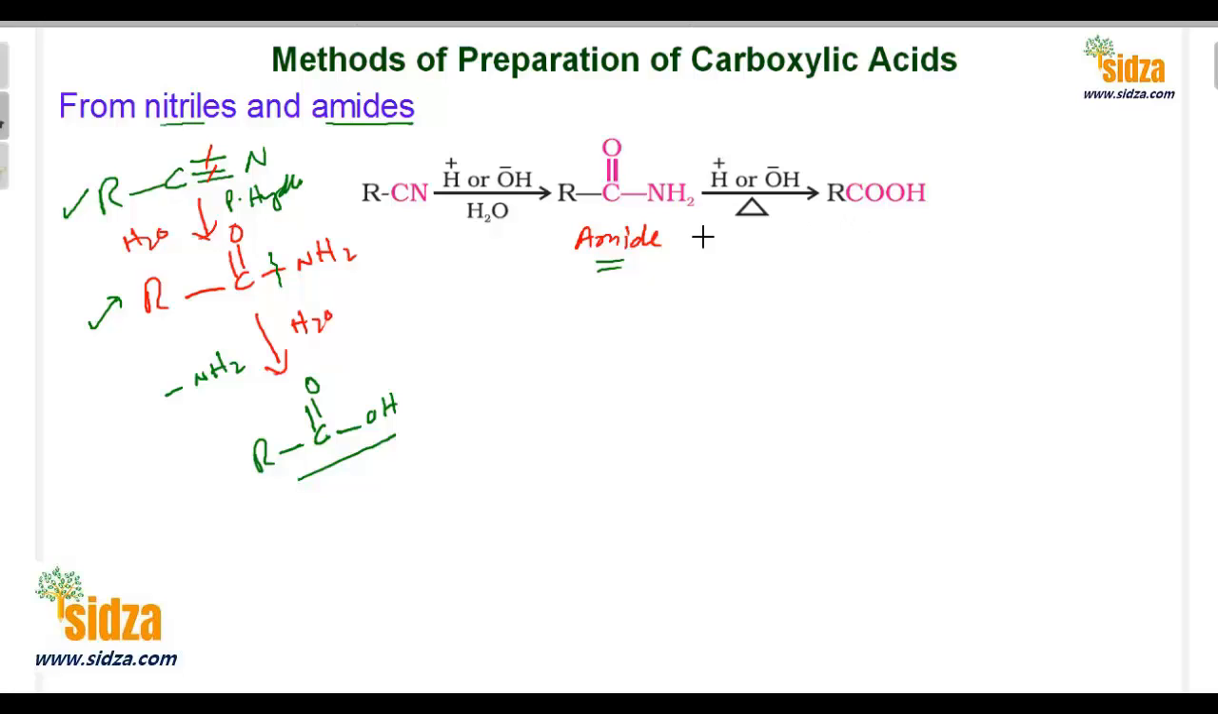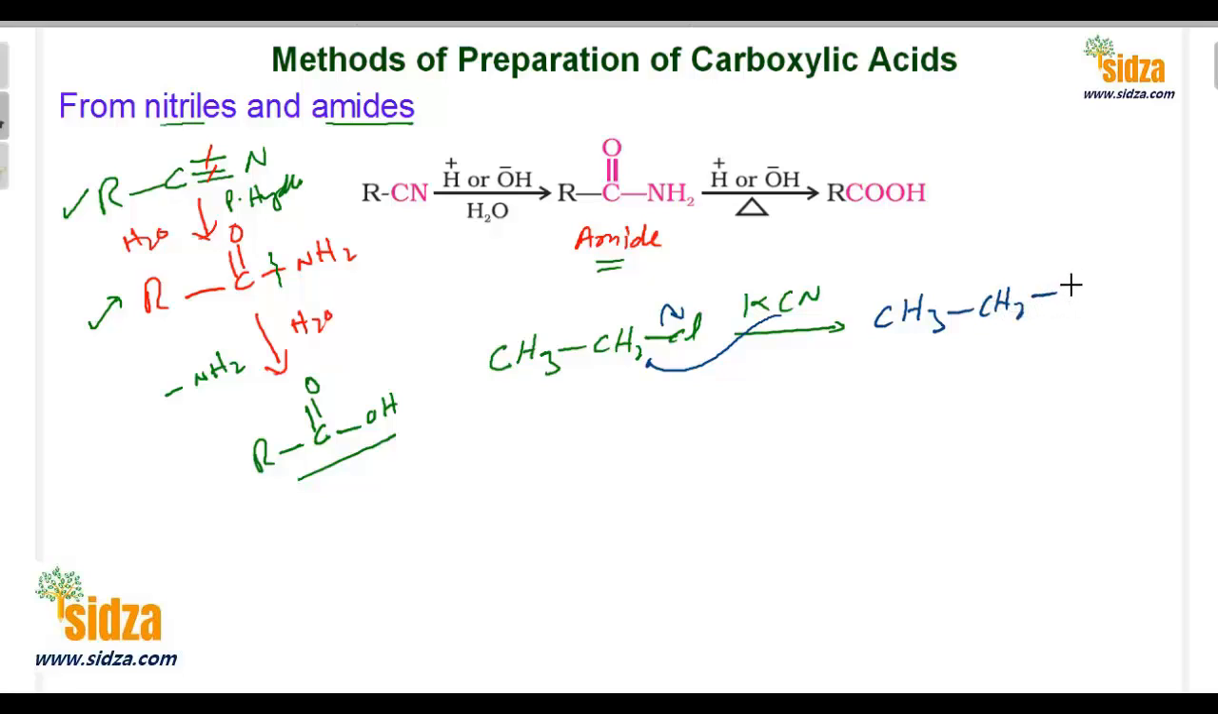So if you start with any alkyl halide, let me take an example. Suppose you have CH3, CH2, Cl. If you react it with potassium cyanide, we know alkyl halides can undergo nucleophilic substitution reactions. The cyanide can replace this chlorine, and you get CH3, CH2, and then a cyanide, carbon nitrogen triple bond.